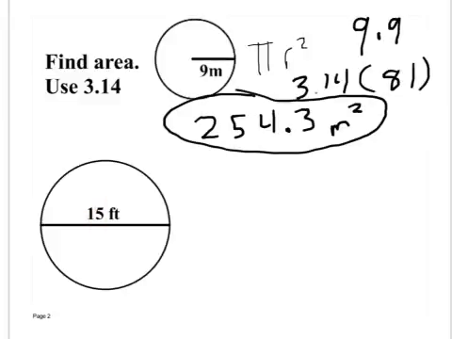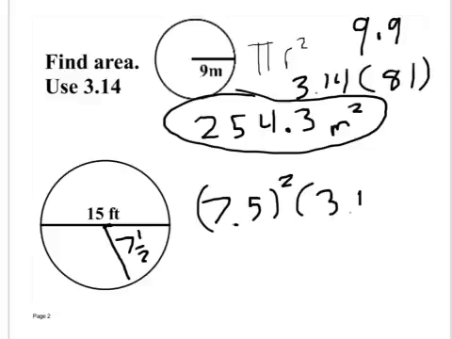Divide it by what? 2. So 15 divided by 2 is 7.5, right? Okay. Because a radius is half of the diameter, remember that? So now what I do is I take 7.5 squared and I times that with 3.14. 7.5 times 7.5 is 56.25.